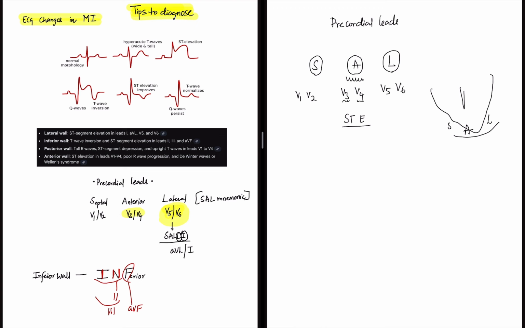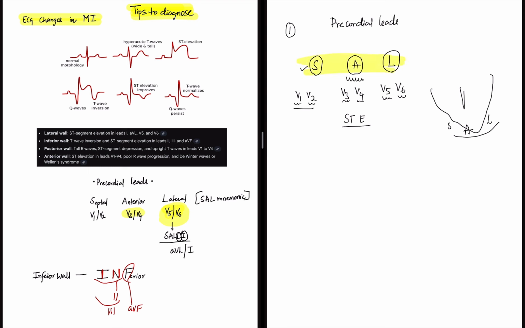Similarly, if there is a lateral wall MI, you will see lead changes in precordial leads V5 and V6 and vice versa. That is, V1 and V2 changes are seen in case of septal wall MI. So this much is the first step. That is, just look at the precordial leads. If V1 and V2 are involved, it is septal. If V3 and V4 are involved, it is anterior, and if V5, V6 leads are involved, it is lateral. That is, the mnemonic here is SAL.